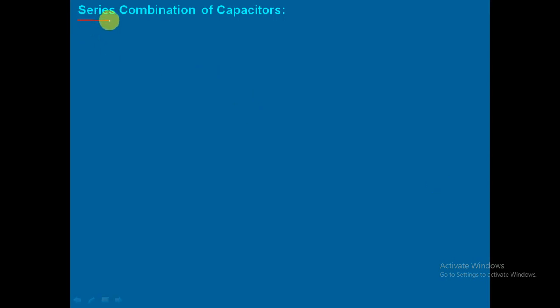So here we are going to combine the capacitors in series. C1 is one capacitor, C2 is another capacitor, C3 is the third capacitor. So three capacitors we are going to consider here, and all three are in series.